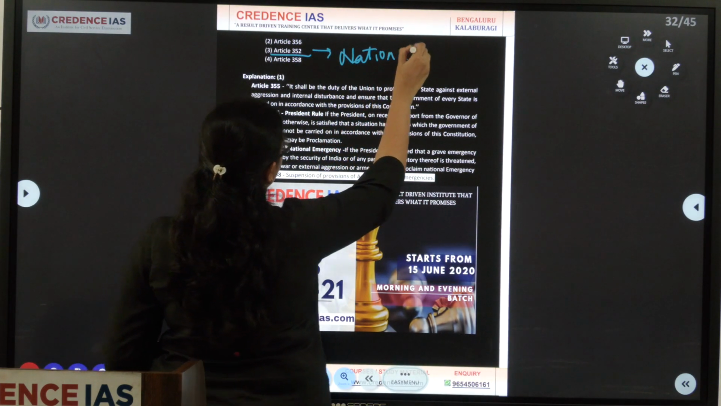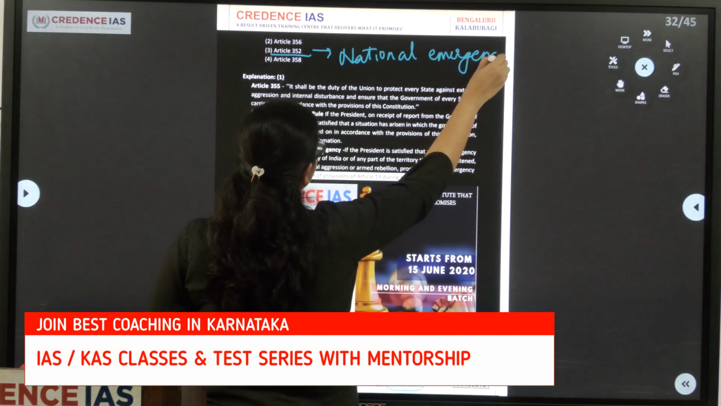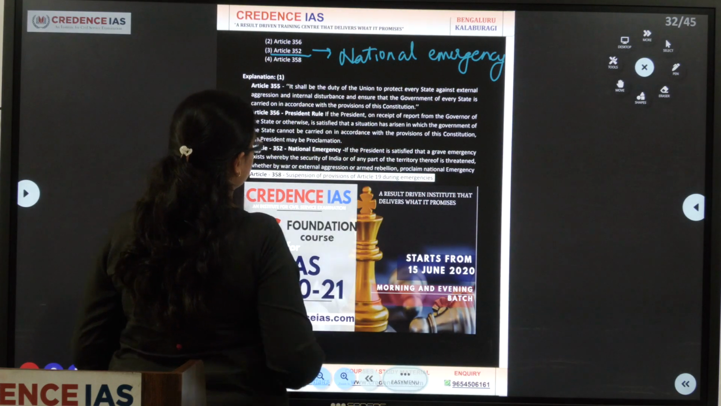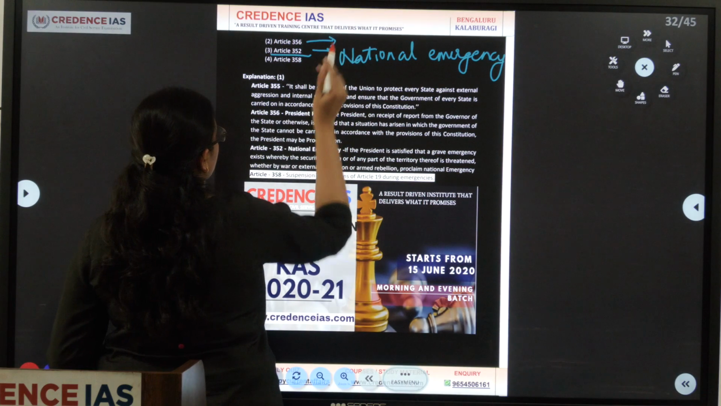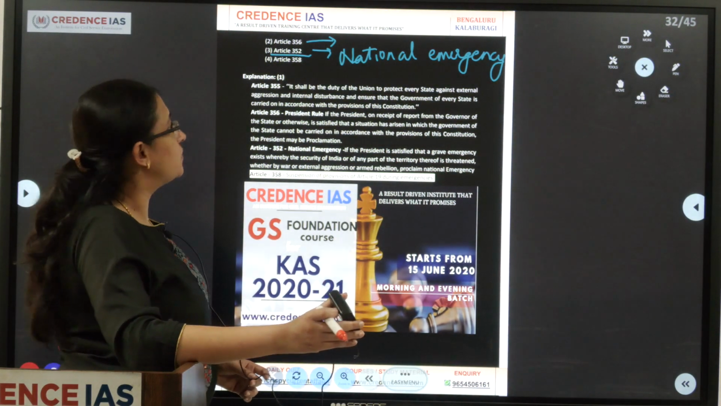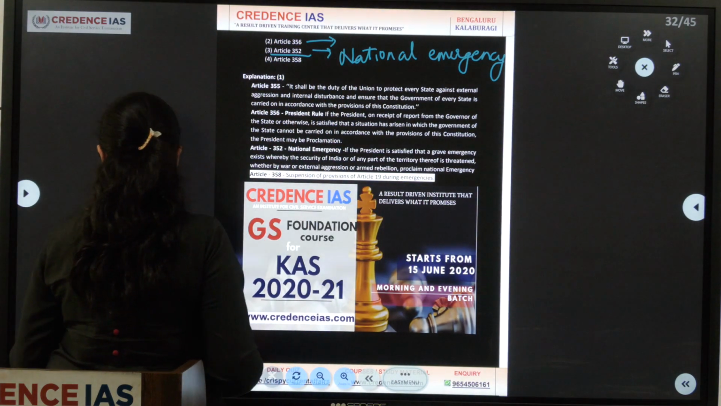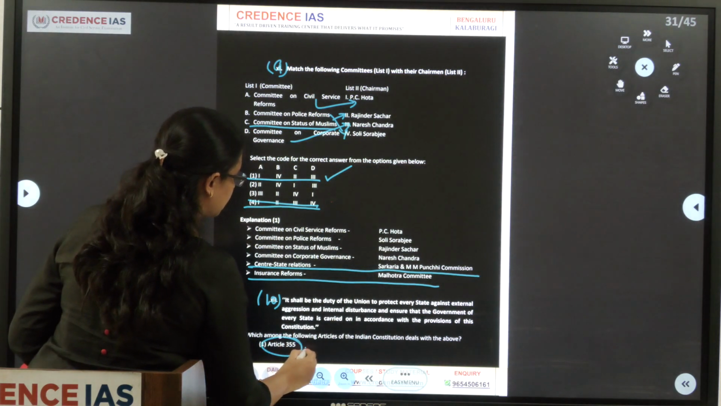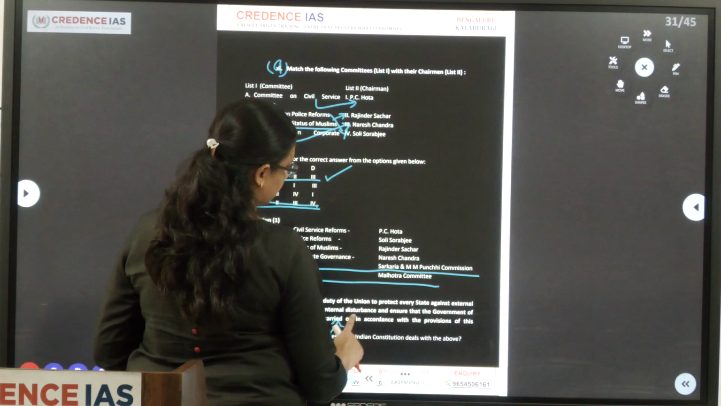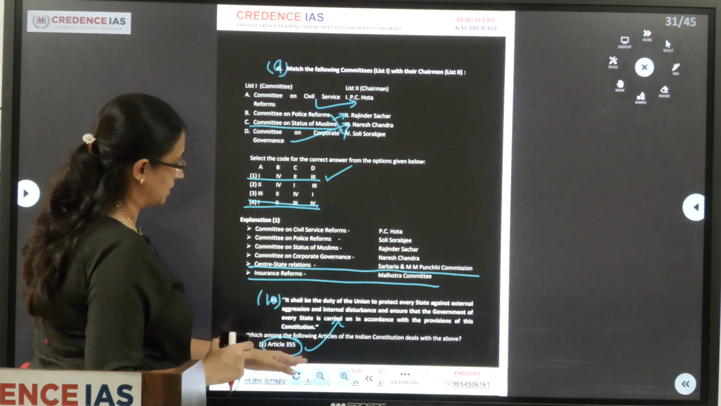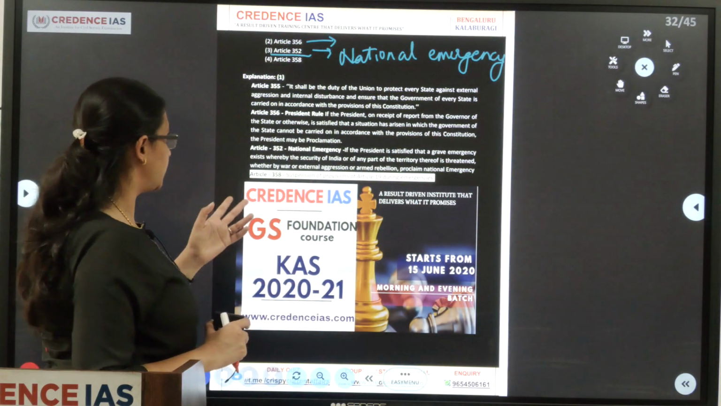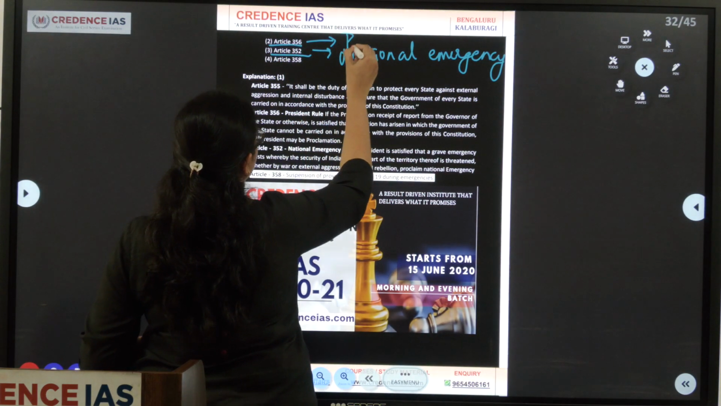I had explained it in the last class. When there are any security issues in any state or any part of the country due to war or external aggression or armed rebellion, then a national emergency is declared. That is Article 352. Article 356: if the governor or the president of India is of the opinion that the state cannot be carried on in accordance with the provisions of the Constitution, then, based on Article 355, that is, it is the duty of the Union to protect every state against external aggression and internal disturbance, and ensure that the government of every state is carried on in accordance with the provisions of the Constitution. So based on this Article 355, the governor can recommend the president to impose president's rule as per Article 356 in that particular state.